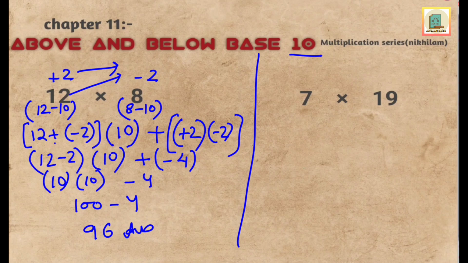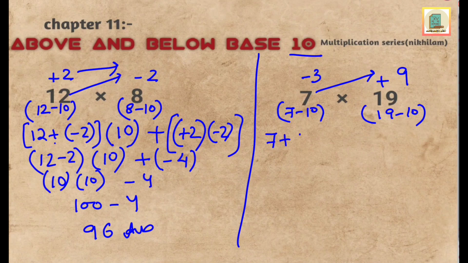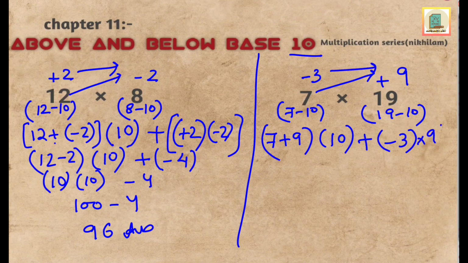So 7 multiplied by 19. Here also we'll find out the deviation. So 7 minus 10 gives you minus 3 as deviation, and 19 minus 10 gives you plus 9 as deviation. Now first number plus the second deviation, so 7 plus 9. Multiply the base, which is 10, plus multiply the deviations, which is minus 3 multiplied by 9.